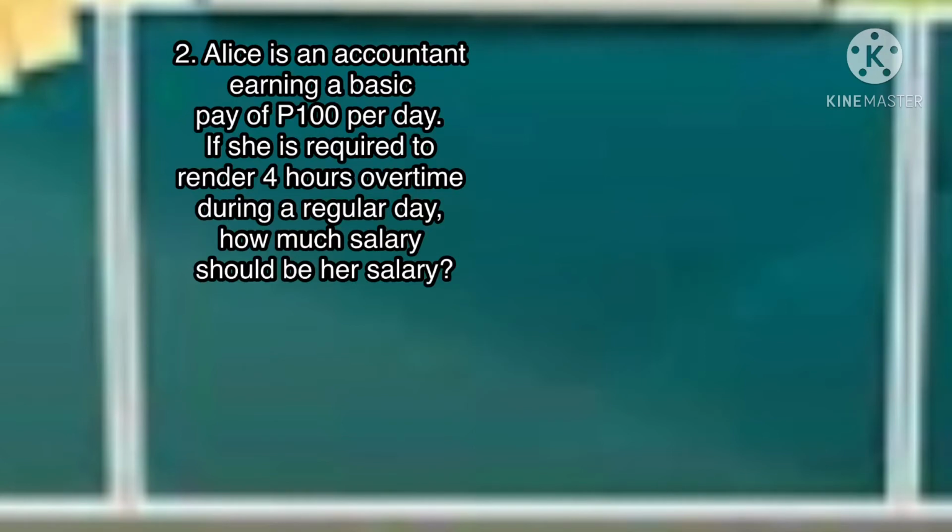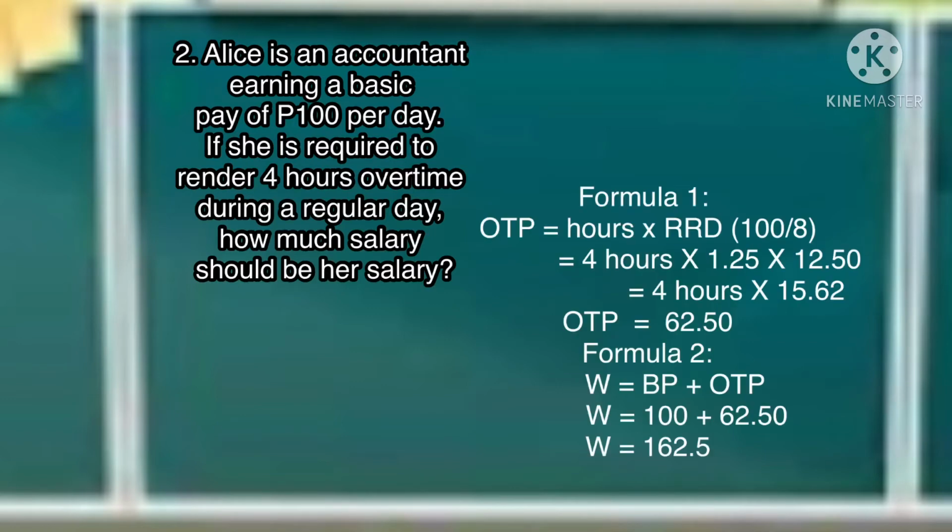Number 2, Alice is an accountant earning a basic pay of 100 pesos per day. If she is required to render 4 hours overtime during a regular holiday, how much should her salary be? In computing the problem, first we must divide the daily rate of 100 by 8 hours to get the rate per hour. So the hourly rate is 12.5.